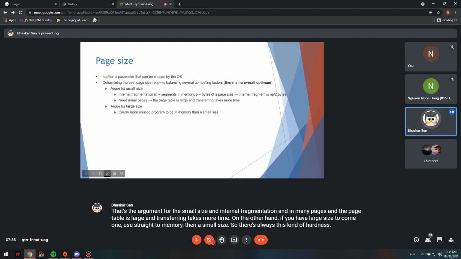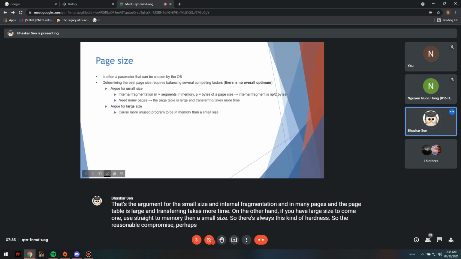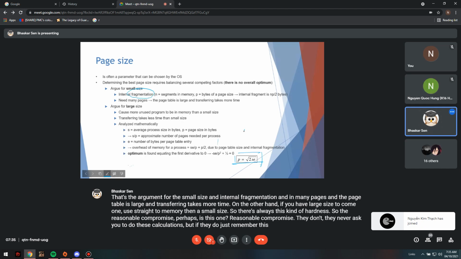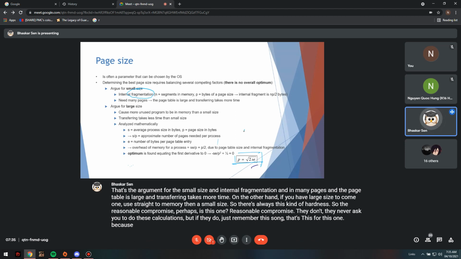So a reasonable compromise, perhaps, is this one. They never ask you to do these calculations, but if they do, just remember this formula. That should be enough. This one will be enough, because there is literally no overall optimum for the page size.